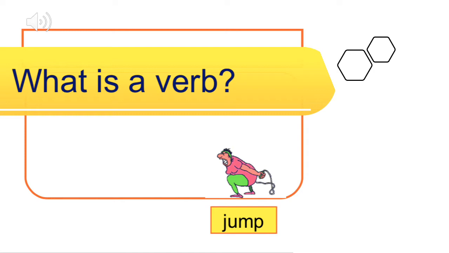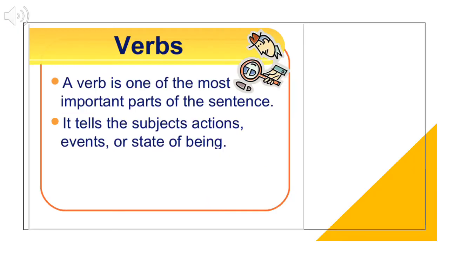Now who can think, by looking at that picture and the word, what you think a verb is? I want to see if you can all remember from last term what you think a verb is. Okay, verbs. A verb is one of the most important parts of a sentence. It tells the subject's actions or events or the state of being, so what it's doing, all right? A verb is an action word.